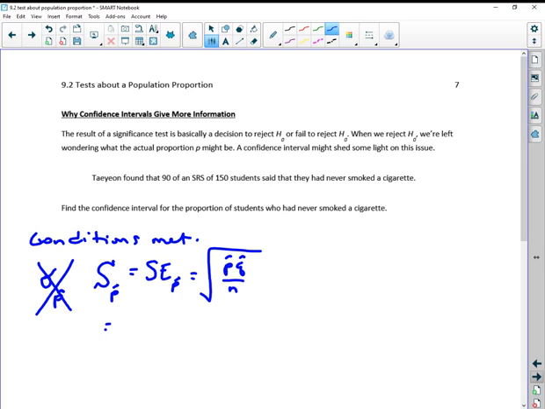So my standard error of my sample statistic in this situation, using p hat of 90 over 150, we got that on the other page, it was 0.6. So using that value in here, 0.6 times 0.4 over 150. Take the square root of that whole thing, and it comes out to be a nice number, 0.04. Interesting.